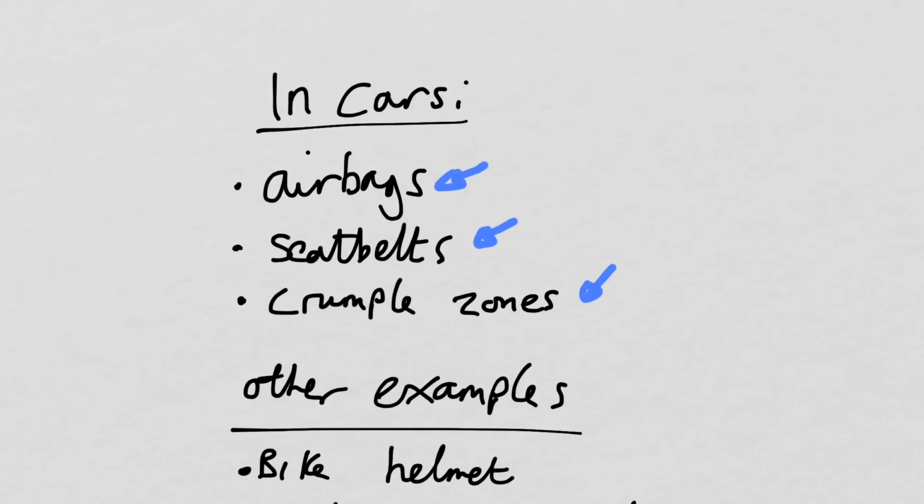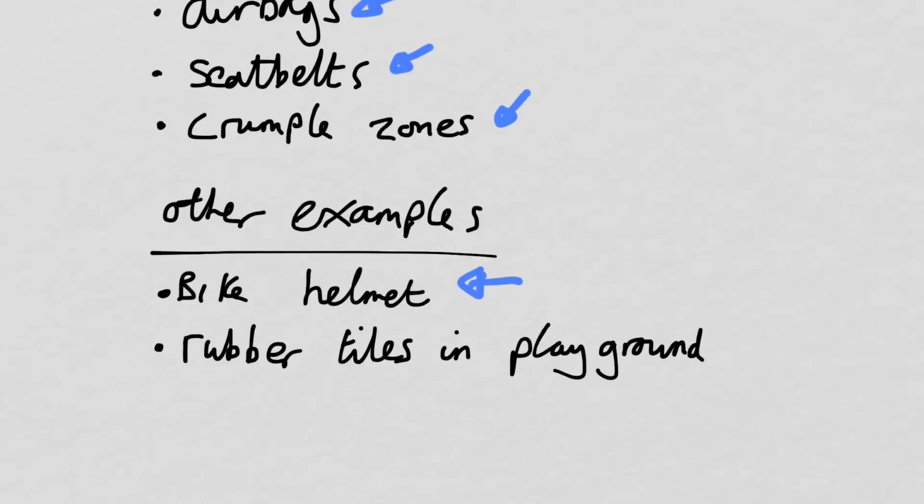Other examples. So you've got bike helmets. Bike helmets have got polystyrene in them. That polystyrene is going to compress slightly. That's going to take time. That will cushion the impact. Yeah, it will take longer for that momentum change to happen, which will make the force lower.